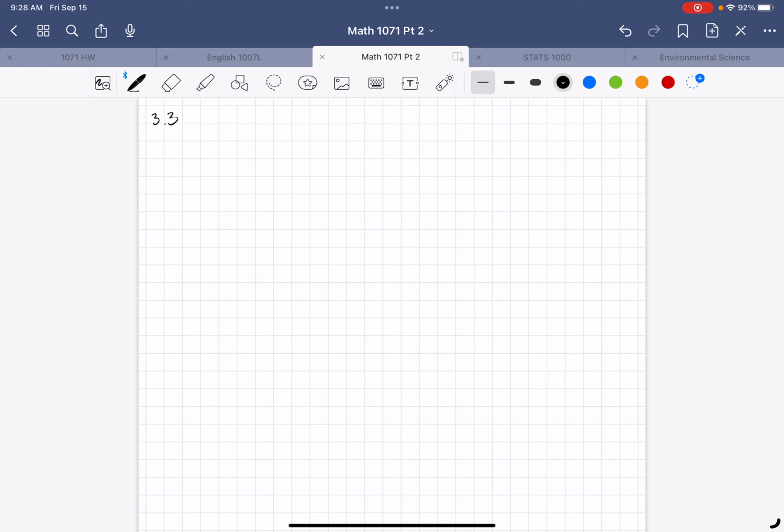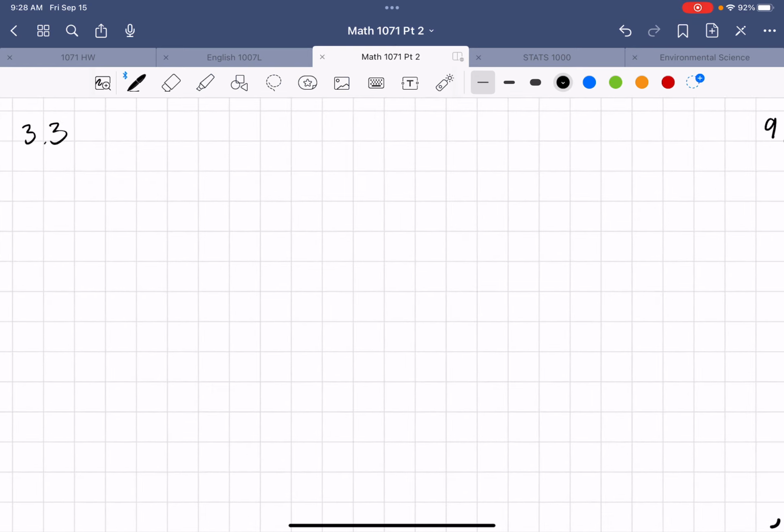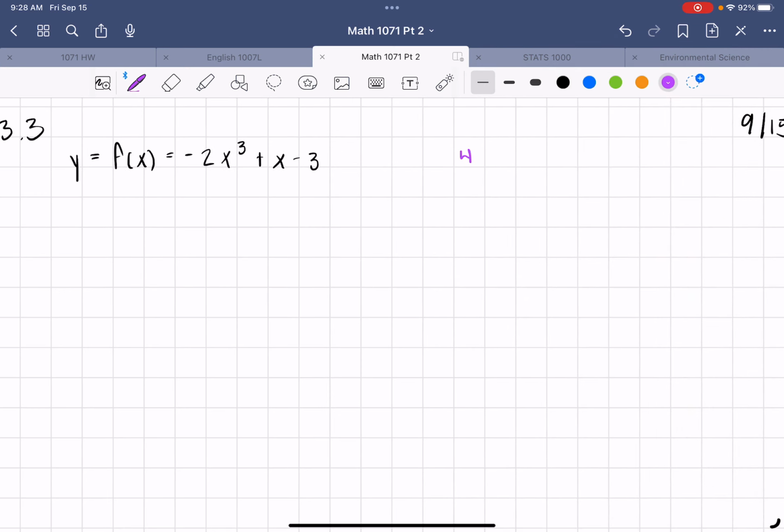Okay, number 7. Here our y, or you want to call it f, I don't care, is equal to negative 2x cubed plus x minus 3. The reason why we're dragging you through all of these is to get you to see the patterns. Why are these patterns true?